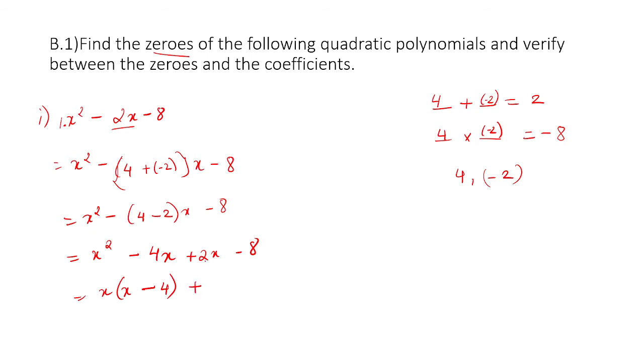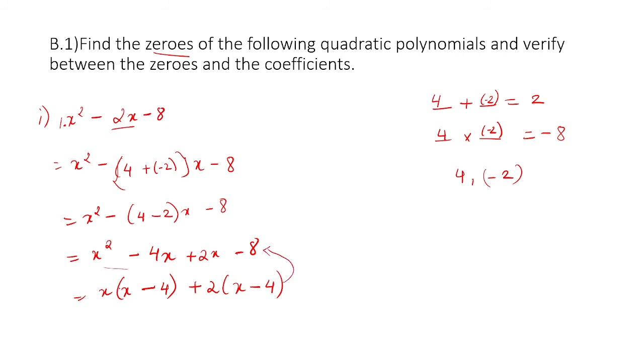Now what is common between 2x and minus 8? 2 is common between them. So you take 2 out, and x will be left here. Now for this it is minus, so plus into minus gives you minus. Now focus on this. When you open up this bracket, you should get this equation.